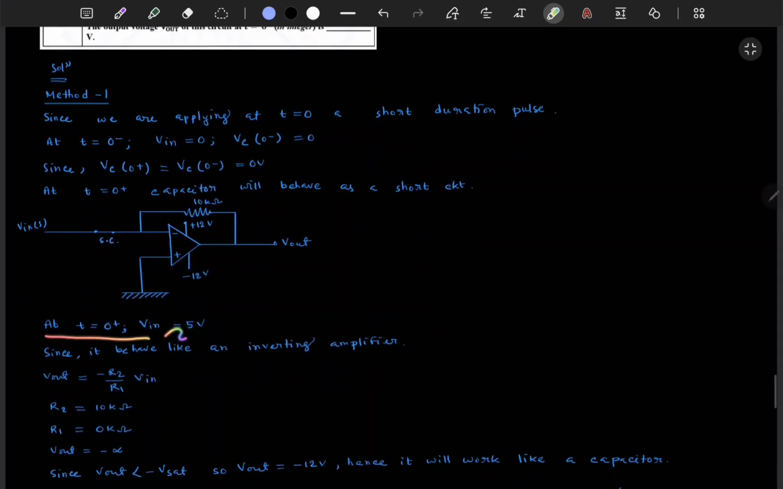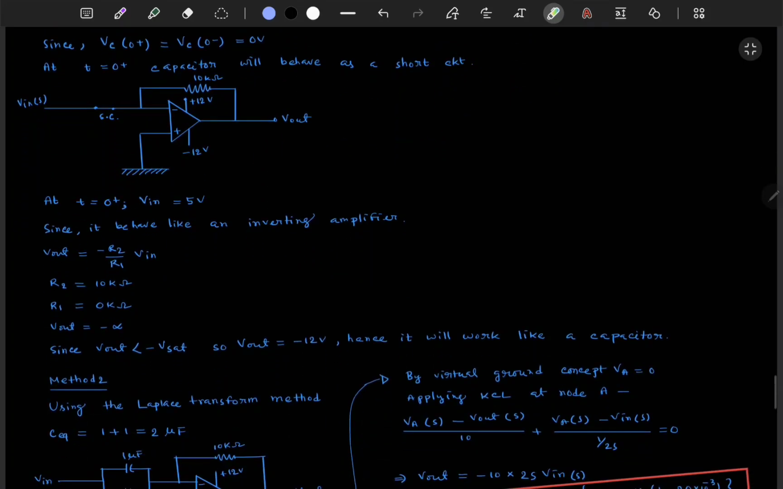So at t equal to 0 plus, Vin is 5 volt. Since input is applied at the negative terminal of the op-amp, it behaves like an inverting amplifier.